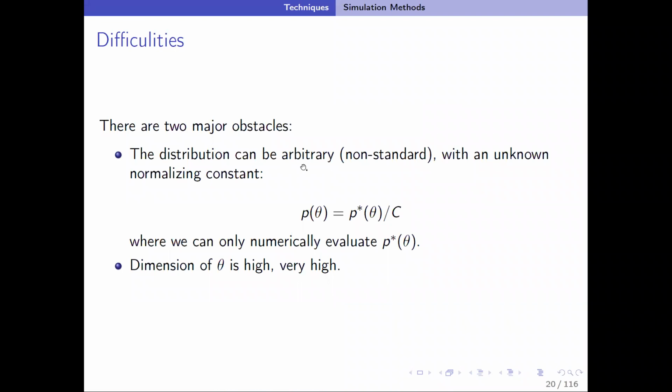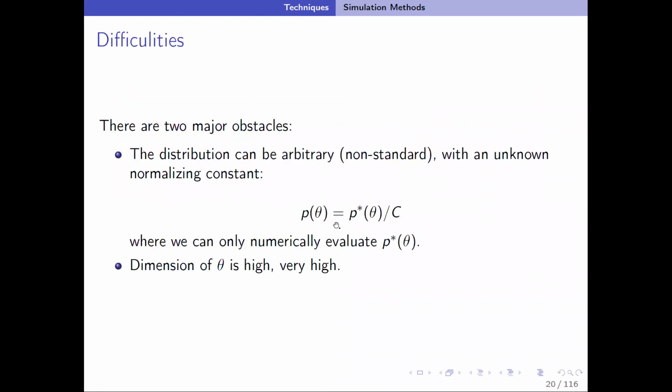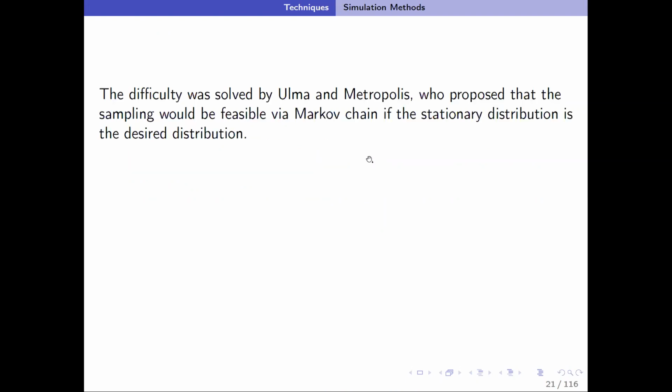First, the distribution is arbitrary and has an unknown normalizing constant, because you have to have a distribution, so you have to deal with this piece. And the second is that the dimension of theta is very high, which makes things much more difficult. This difficulty of high dimensions, or being unable to generate from a non-standard arbitrary distribution, is solved by Ulam and Metropolis.